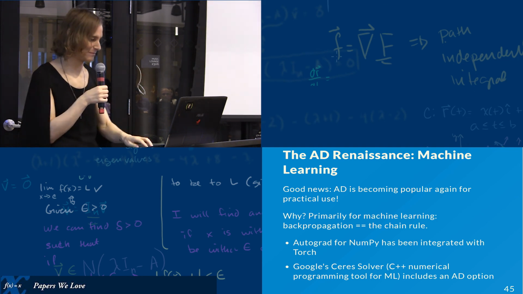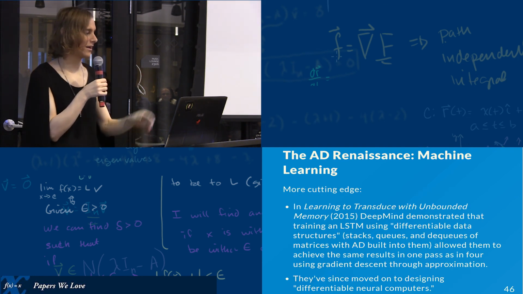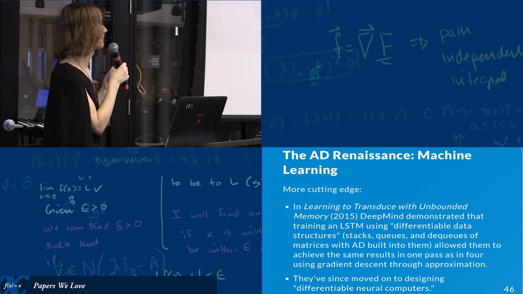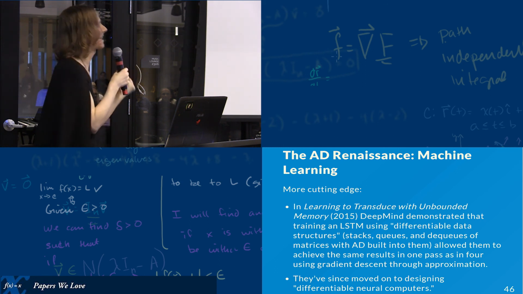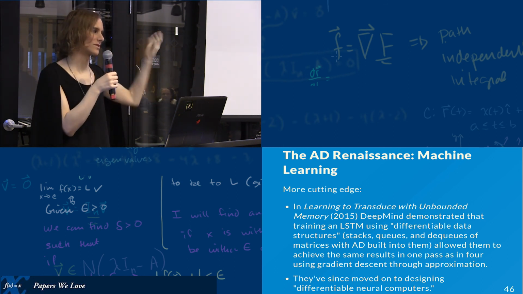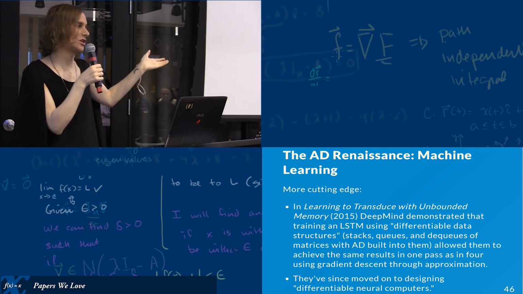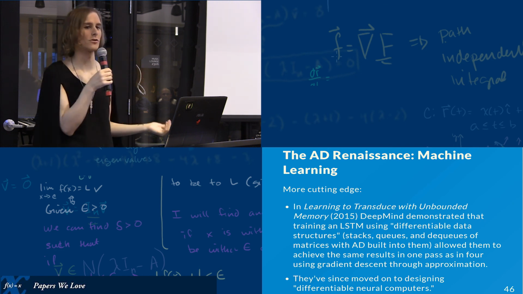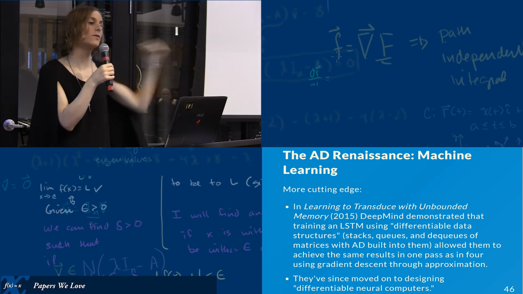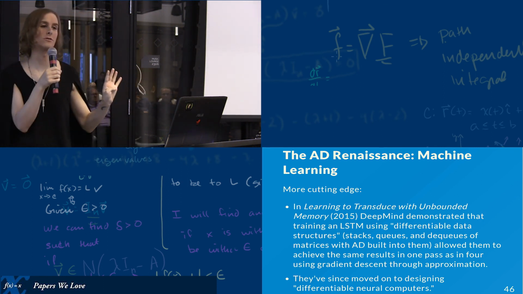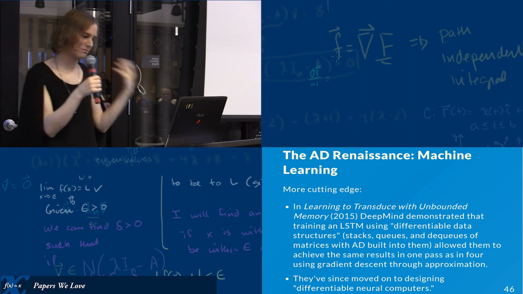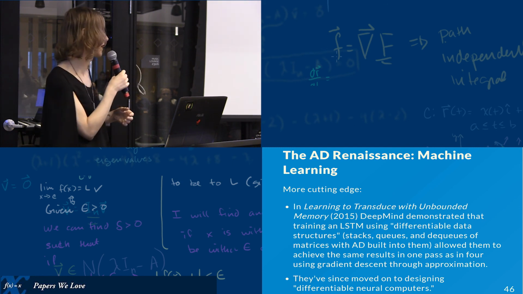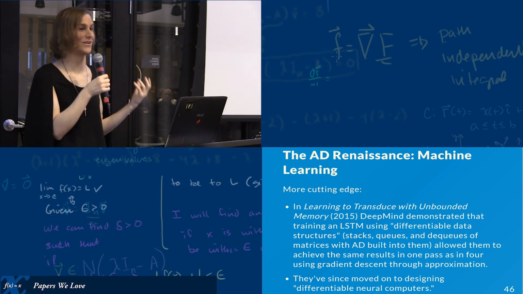a recurrent neural network. So a lot of tools have developed around this, but the paper that's currently really capturing my interest and really drives this home is that DeepMind demonstrated in 2015, using differential data structures, so similarly baked into data structures like we just saw, differentiation operators baked into a language, the training of just a basic long short-term memory recurrent neural network, they could achieve the same results with one pass through as with four passes through using approximation. So you could see how the interest is in. They've of course moved on to differentiable neural computers that they're building in hardware now.